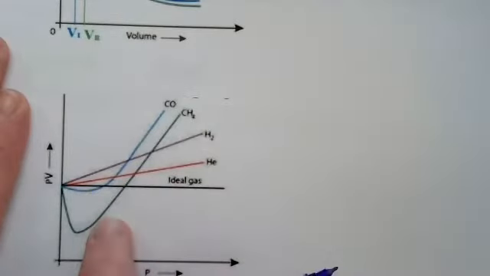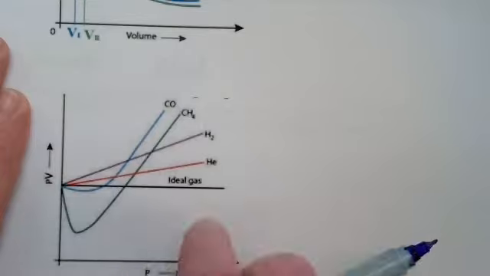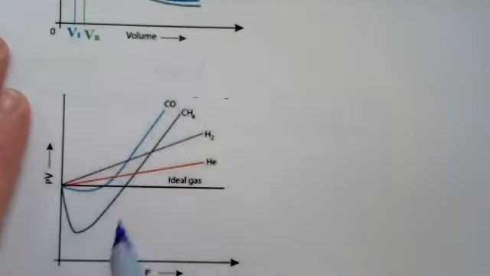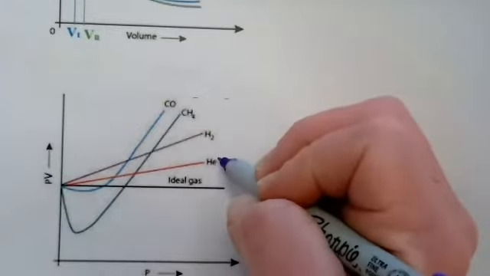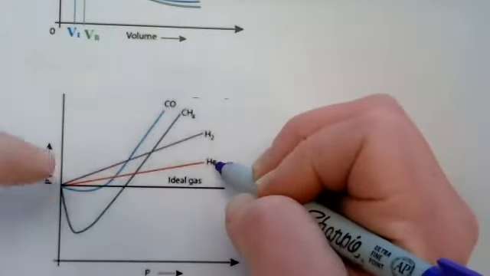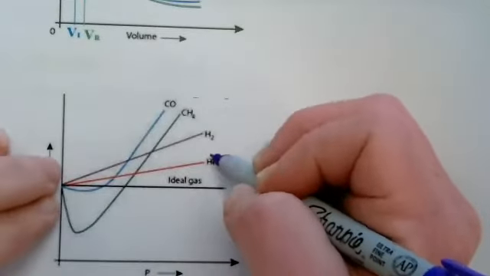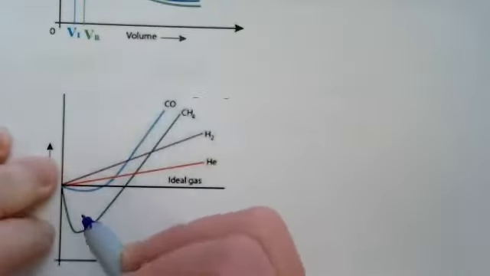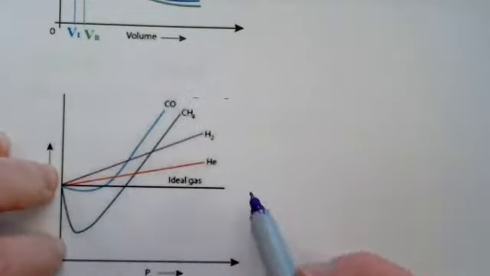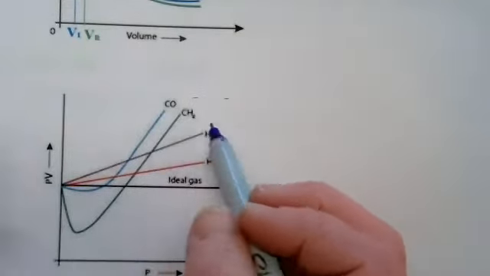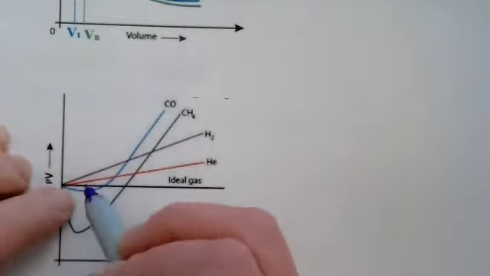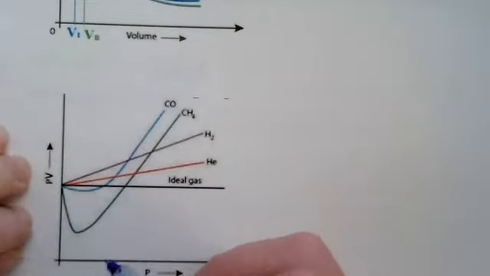Well, if we take a look, the greater the particle attraction, the more we deviate from what we would expect an ideal gas to do. So helium and hydrogen are very low particle attraction. They're not going to show near what CH4 does, and that of course is because of increased London dispersion compared to these guys. Carbon monoxide being a polar molecule.